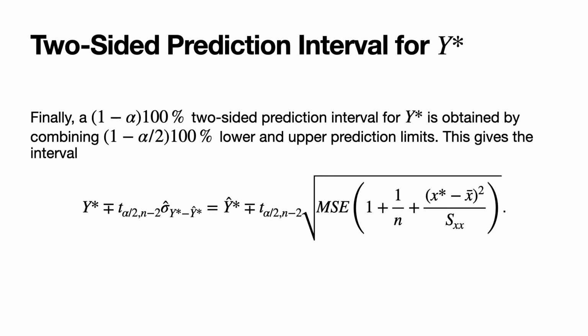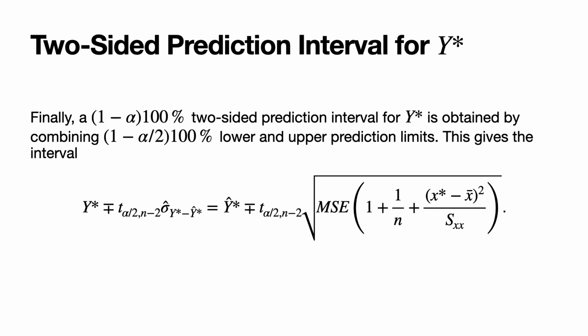Finally, a 1 minus alpha times 100% two-sided prediction interval for the new response y star is obtained by combining 1 minus alpha over 2 times 100% lower and upper prediction limits. This gives the interval y hat star plus or minus the product of the interval coefficient, which in this case is the upper alpha over 2 percentage point of the t-distribution with n minus 2 degrees of freedom, with the estimated standard error of the difference between y star and y hat star.